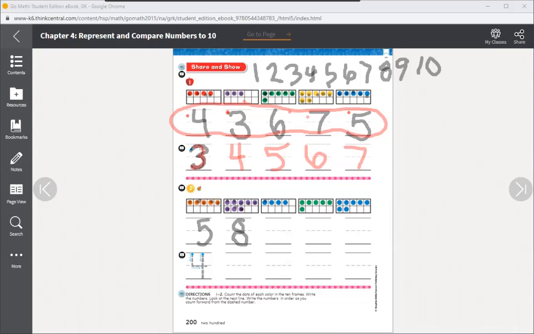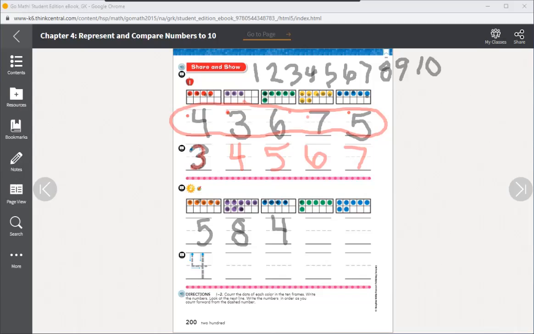Here we go. 1, 2, 3, 4. How many are in right here? 5. Oh, let's count them again. 1, 2, 3, 4. How many? 4. Yes, there's 4 blue ones. Let's count the green ones.